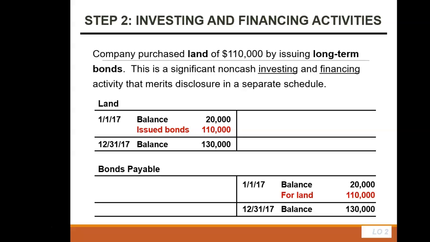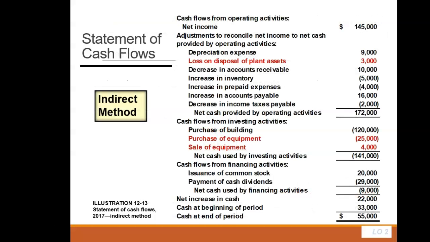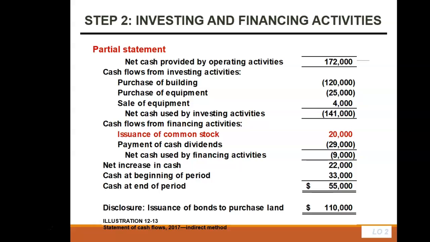So it doesn't go under the investing section or financing section because there wasn't any cash involved in this transaction. But this information, we do want to disclose. So we're going to disclose that we issued bonds to purchase land for $110,000, but it's not included in the calculations to determine our overall increase or decrease in our cash account. So there you have the statement of cash flow prepared using what is known as the indirect method.